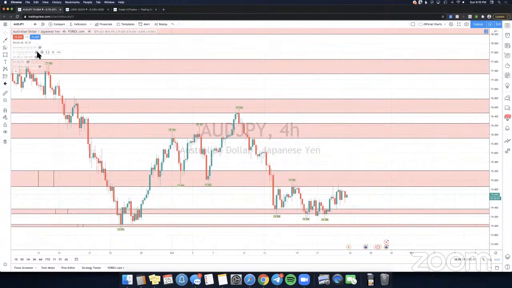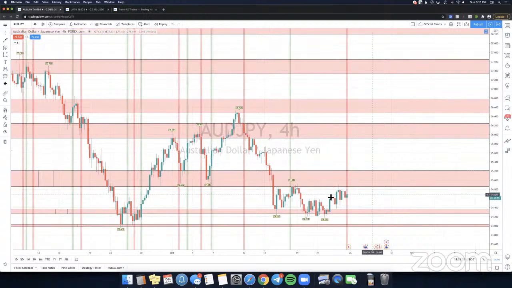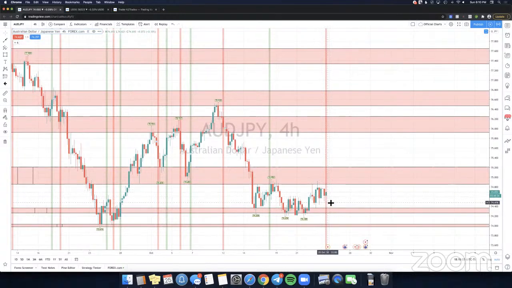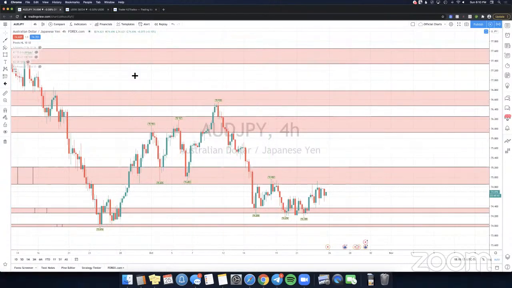I can just turn on the momentum indicator and give you guys the bias. Looks like we have a sell signal forming right here. If this closes, then we can probably take a sell position to this next zone right here. But that's it for AUD JPY. Let me move on to the next one.